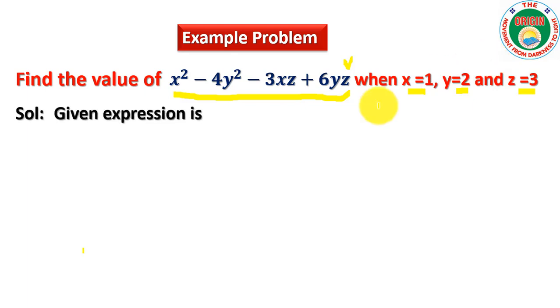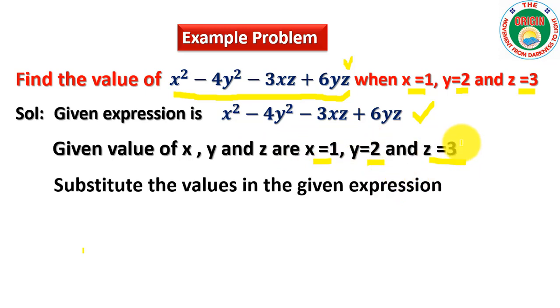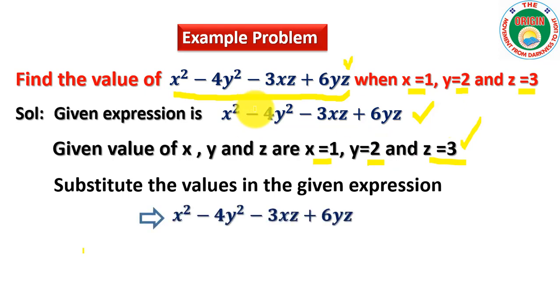Solution. Given expression is x square minus 4y square minus 3xz plus 6yz. Given values are x equal to 1, y equal to 2 and z equal to 3. Substitute these values in the given expression. While you are substituting, be careful: at the place of x, you should substitute 1. In place of y, substitute 2. In place of z, substitute 3.